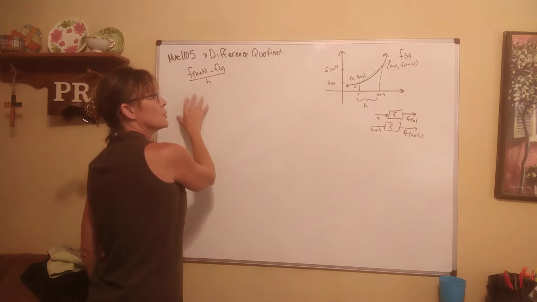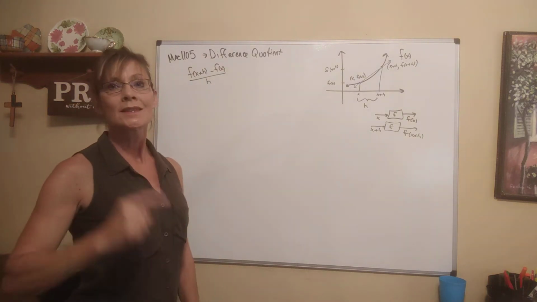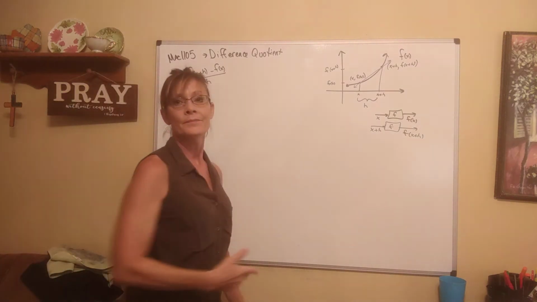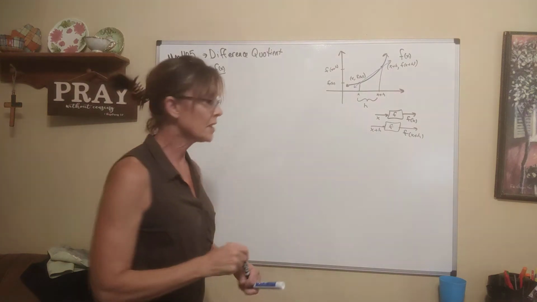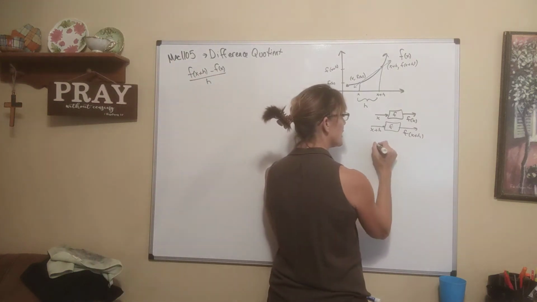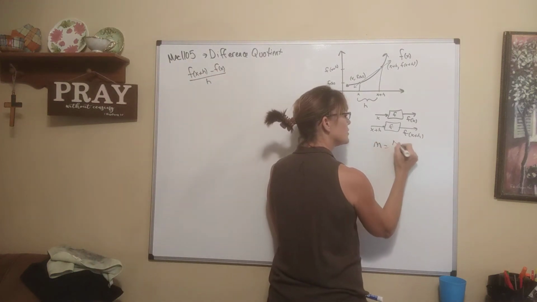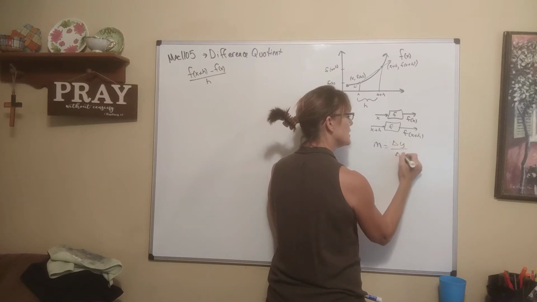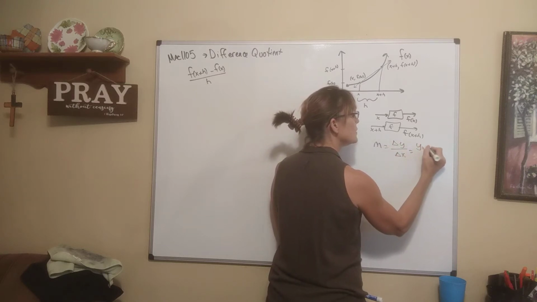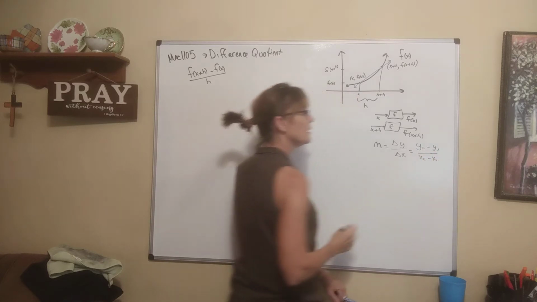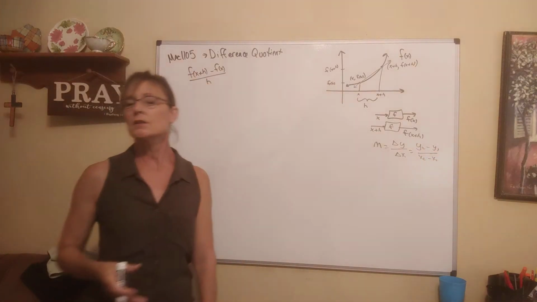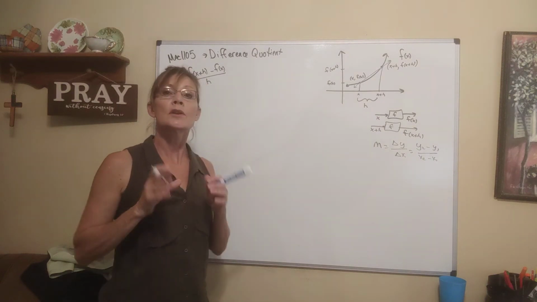What is the difference quotient? The difference quotient is the slope of that line. You know the slope formula? It is rise over run, right? M is rise over run, or the change in the y's over the change in the x's, or y2 minus y1 over x2 minus x1. And x1 and x2 and y1 and y2, those are points.